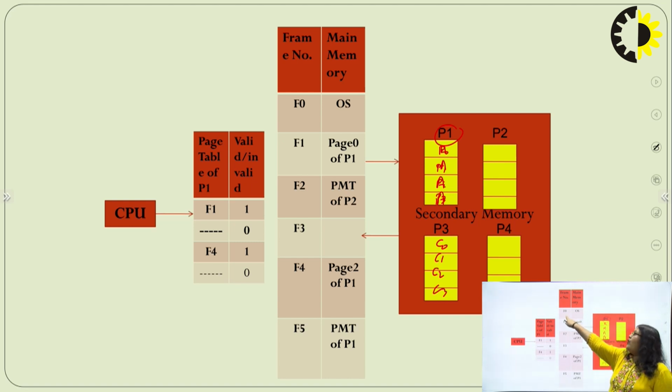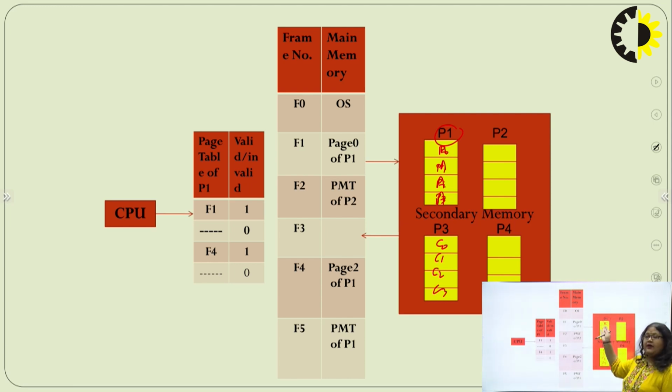In F0, the first frame, we store the operating system. F1 stores page 0 of P1. This is not the complete process, it is an individual page, that is page 0 of P1. Now F2 stores the PMT. What is PMT? Basically it is the page map table. Each and every process has an individual page map table.